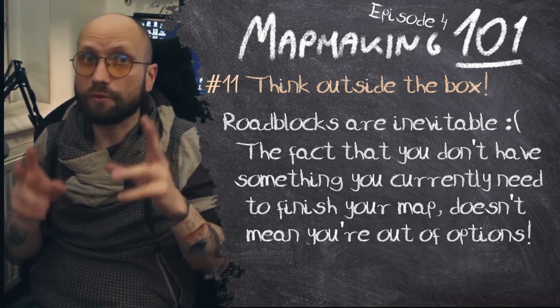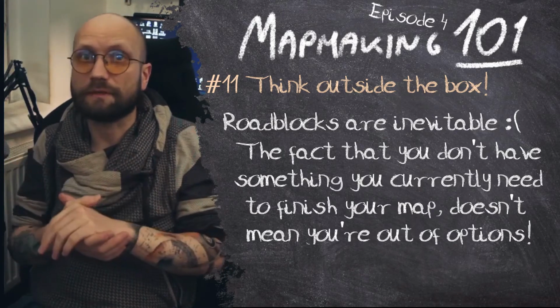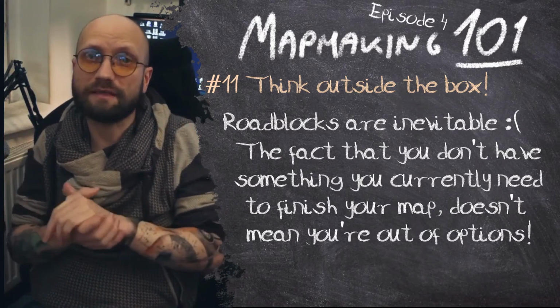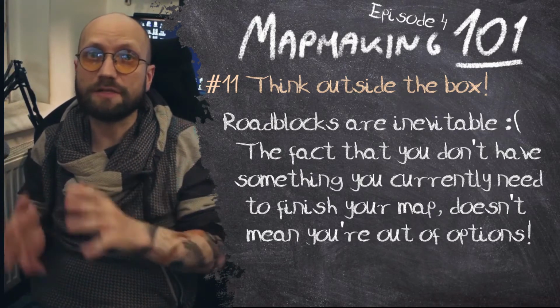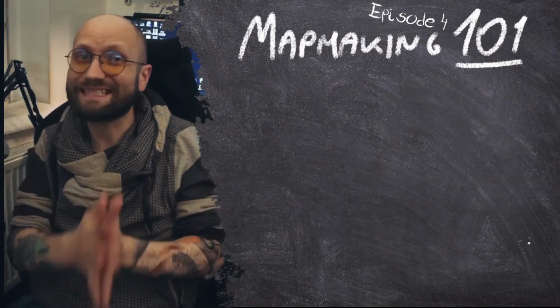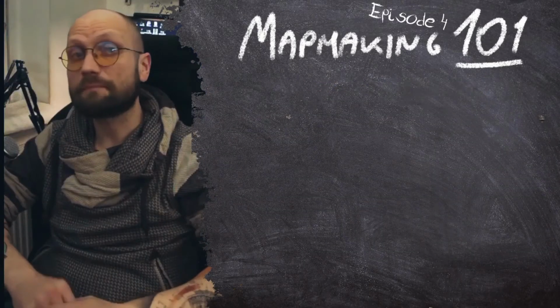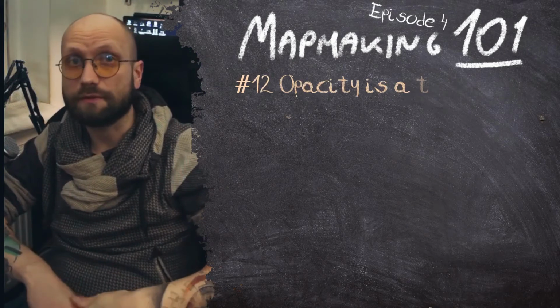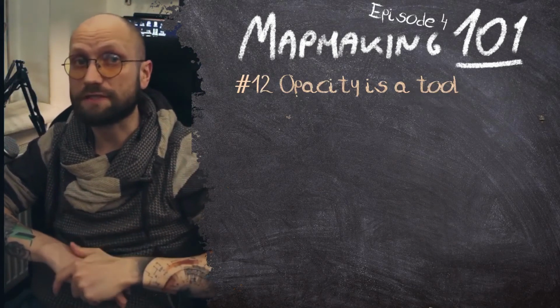If you need an old paper filter for a world map, that will be basically way easier to achieve in post-processing than in the app itself. Tip number 12. Opacity is a tool, and so are other asset manipulations.